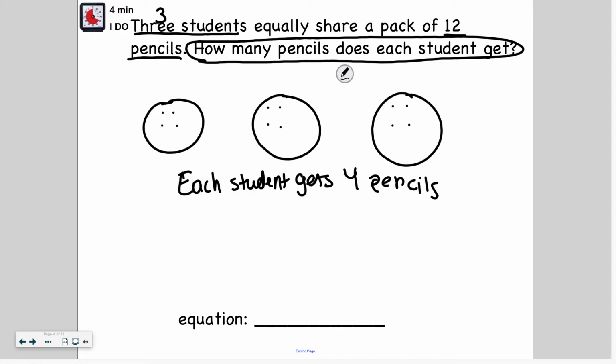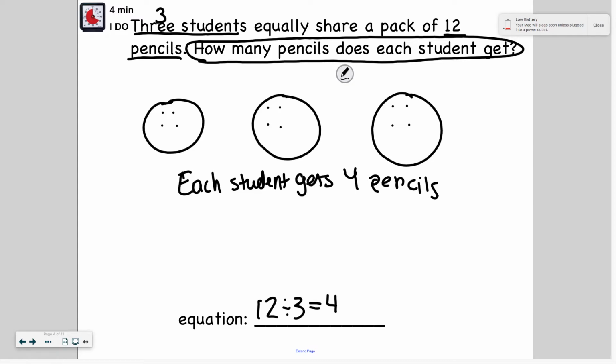So now it's asking for the equation. So I know I started with 12 and I divided by 3, right? That was our learning intention, divided by units of 3. And I found that the answer was 4.